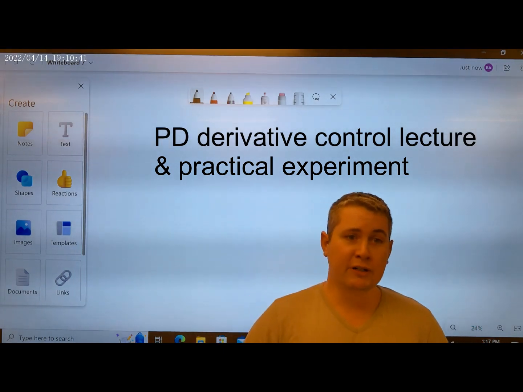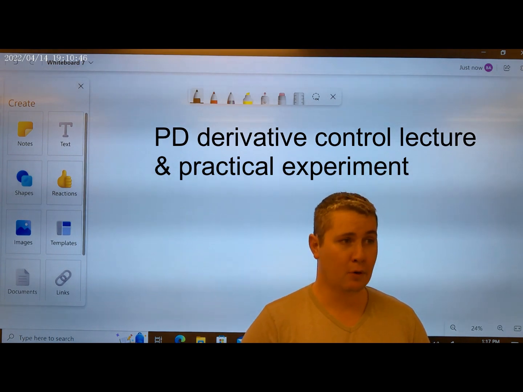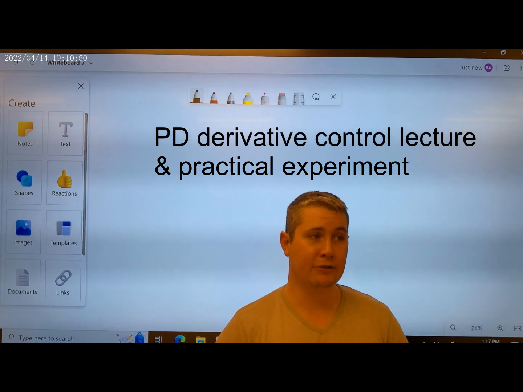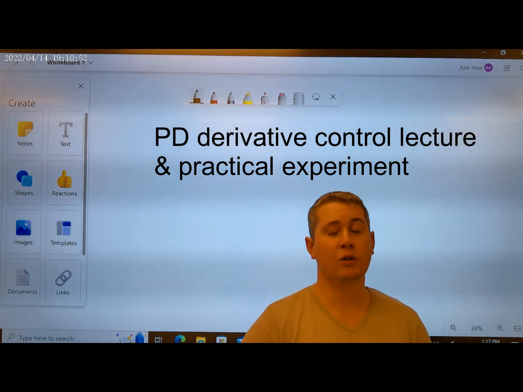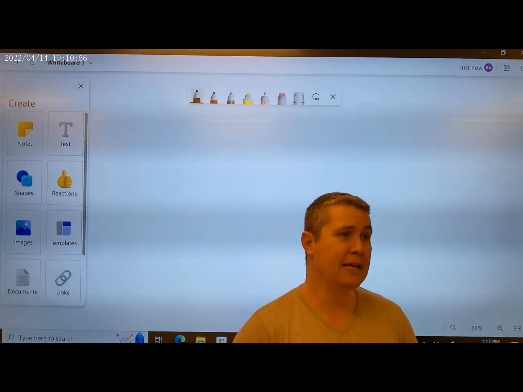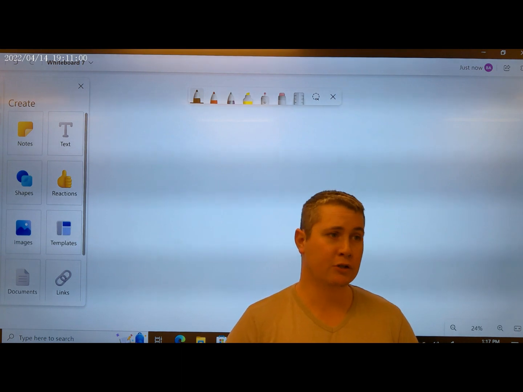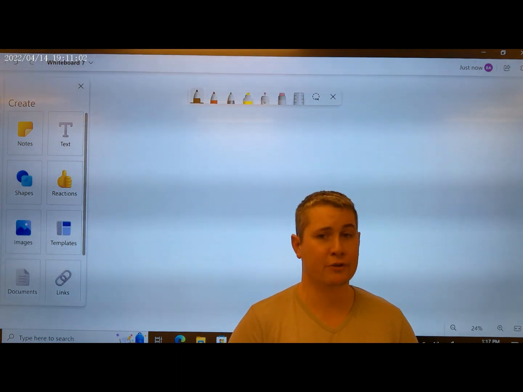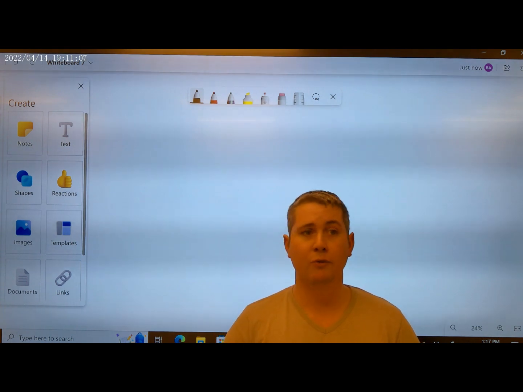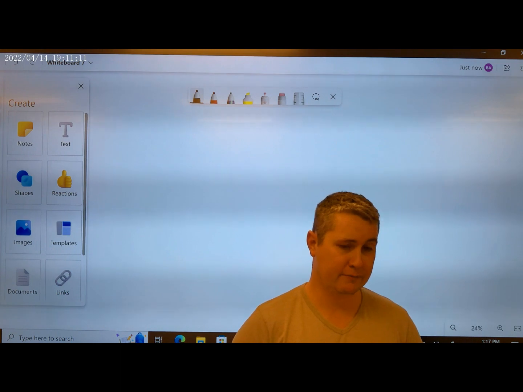Today we're looking at derivative control. We've already looked at proportional, integral, and proportional and integral together. And now we're looking at proportional and derivative together. The reason being is you can't have derivative on its own. It has to be proportional and derivative, or proportional, integral, and derivative. So, to start off, we're going to start with proportional and derivative.